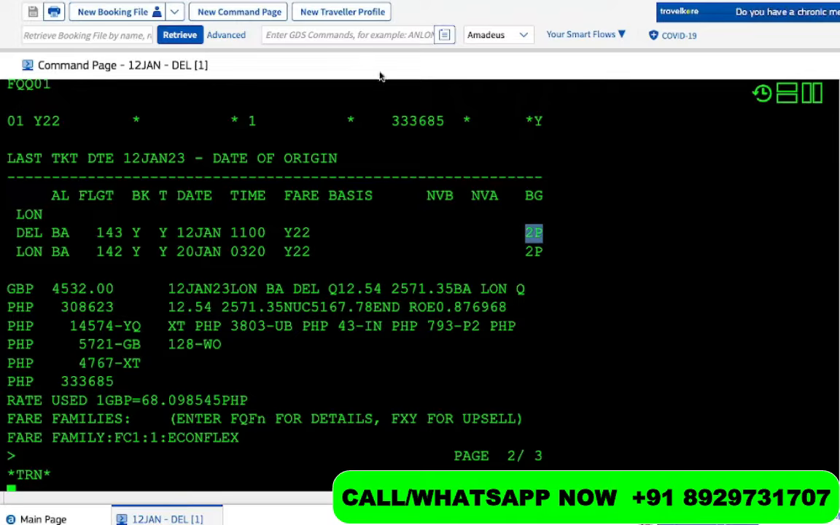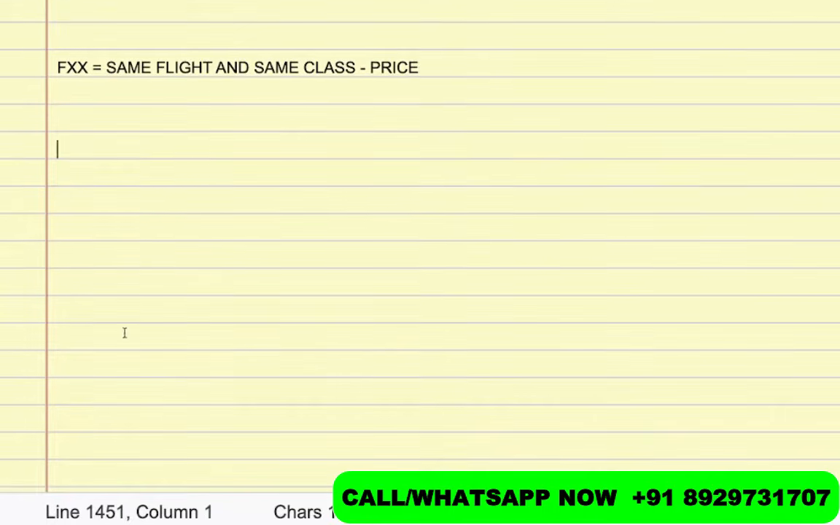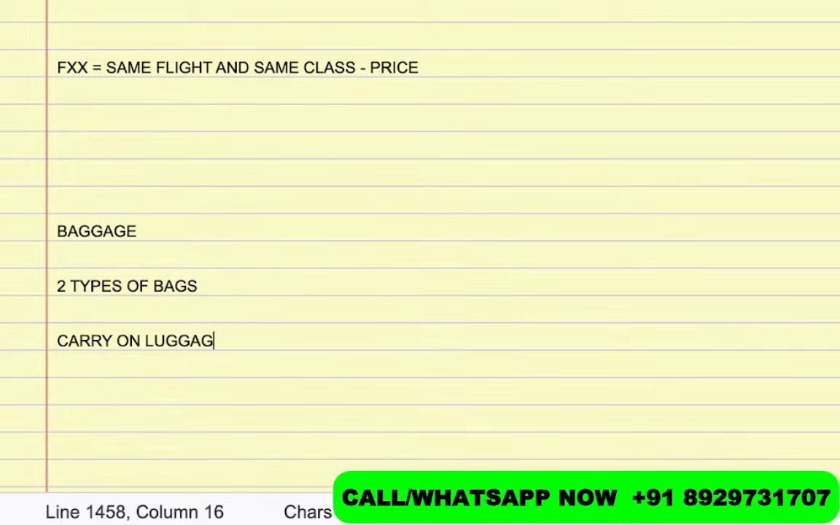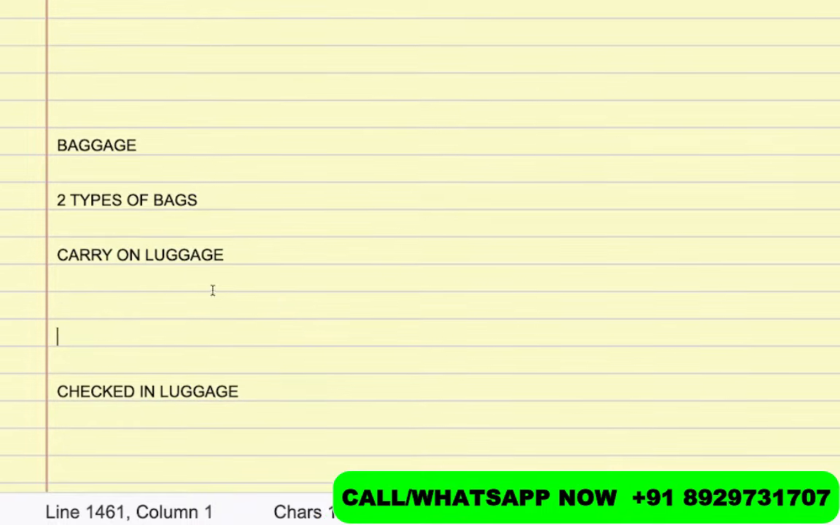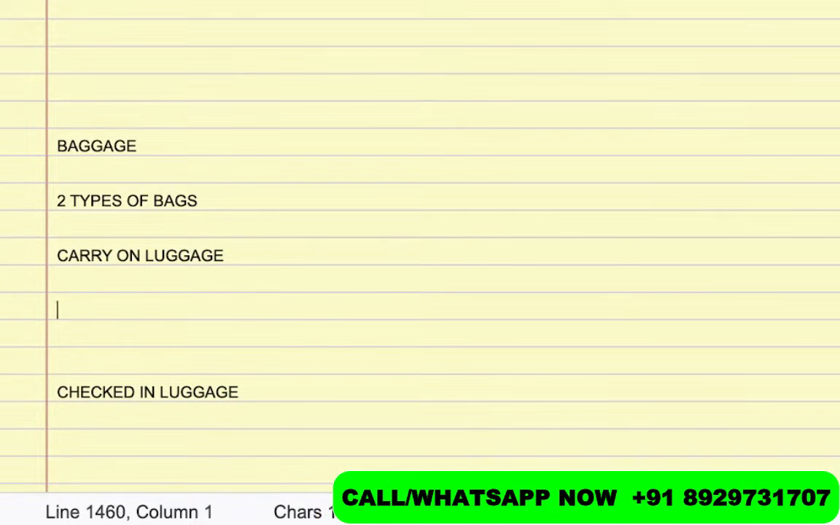Now, before we get into this, let me tell you something about baggage. We have 2 types of bags. One is called carry-on luggage, and the other is checked-in luggage. Carry-on luggage is the bag that the passenger is going to carry with him or her in the flight. So there is a bag that you carry with you inside the flight, and there is a bag that goes in the cargo section of the plane.